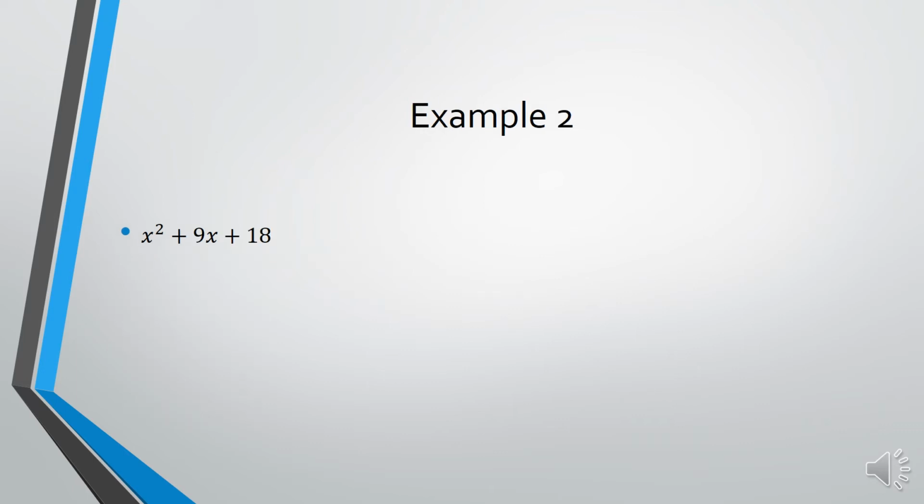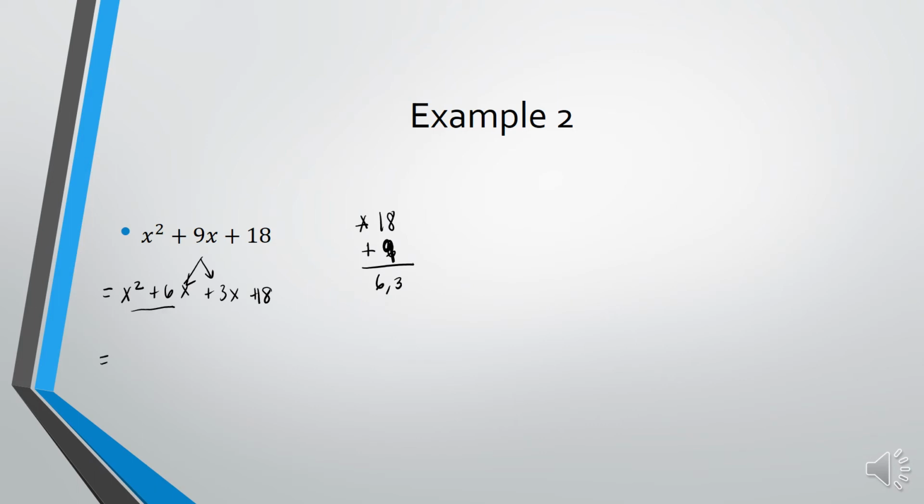So let's try a couple more. In this one, I want to multiply two numbers to get 18, and I want to add up those same two numbers to get 9. Think for a second: what two numbers multiply to 18 and add up to be 9? Kind of like a puzzle, but the two numbers that I thought of were 6 and 3. So I'll rewrite the problem as x squared plus 6x plus 3x plus 18. All I've done is rewritten the 9x in terms of the two numbers that we thought of.